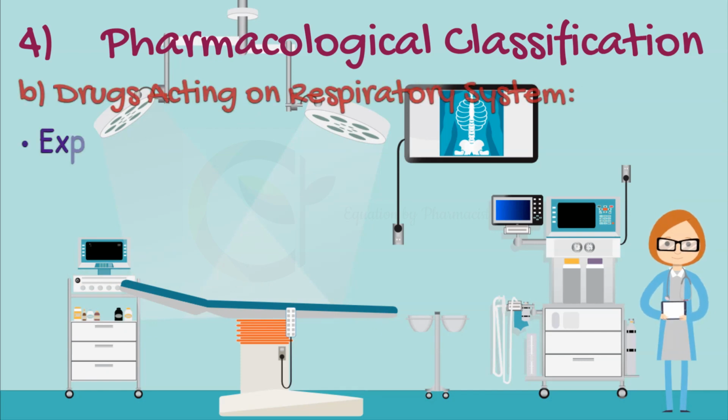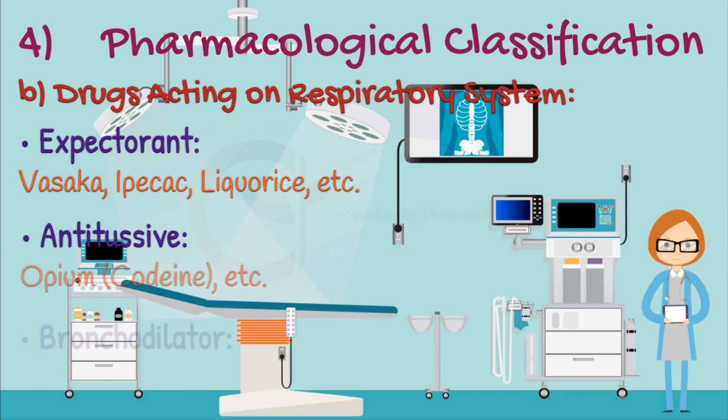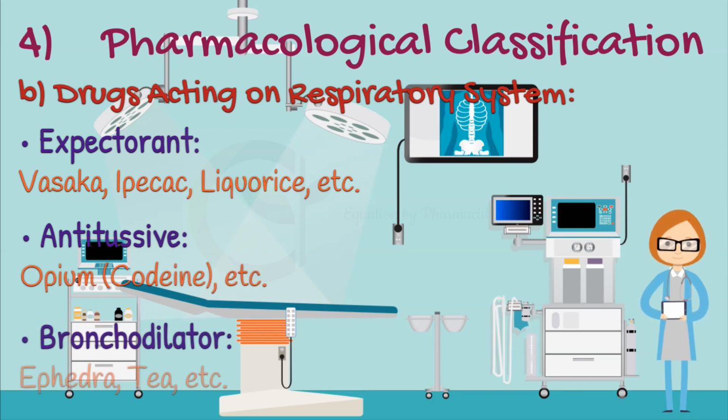Second, drugs acting on respiratory system. These include expectorant. For example, Visaka, ipecac, licorice, etc. Antitussive. For example, opium-containing codeine, etc. Bronchodilator. For example, ephedra, tea, etc.